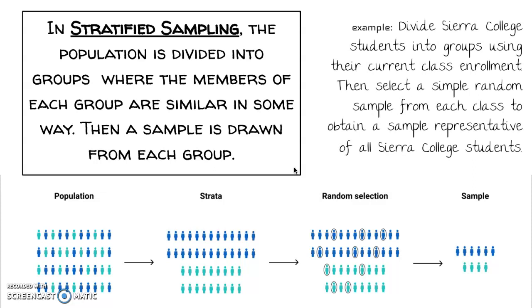So to relate this back to our Sierra College student examples, suppose we divide Sierra College students into groups using their current class enrollment. So, if you're sitting in a statistics class right now, you're in the statistics group or strata, whereas other students might be in a biology strata. This example actually makes more sense in the classroom than in an online setting, but go with me here. Then select a simple random sample from each class to obtain a sample that is representative of all Sierra College students. So from that statistics group, maybe I select 10 students. From the biology group, maybe I select 8 students. From the English group, maybe I select 12 students. So that's the idea behind stratified sampling.